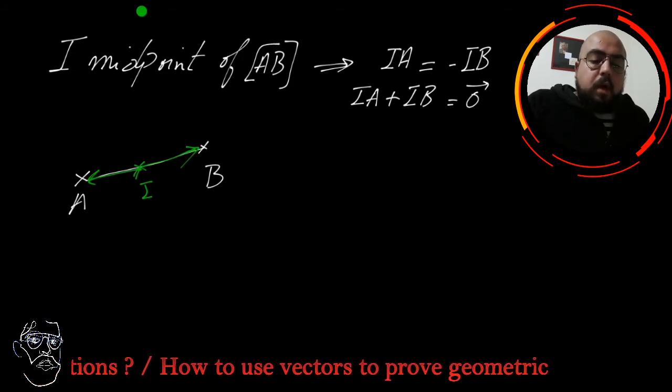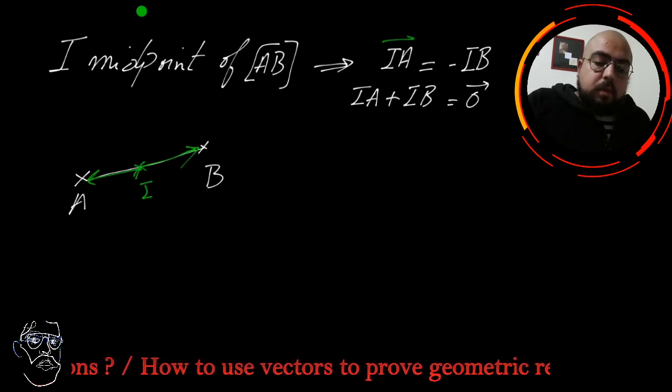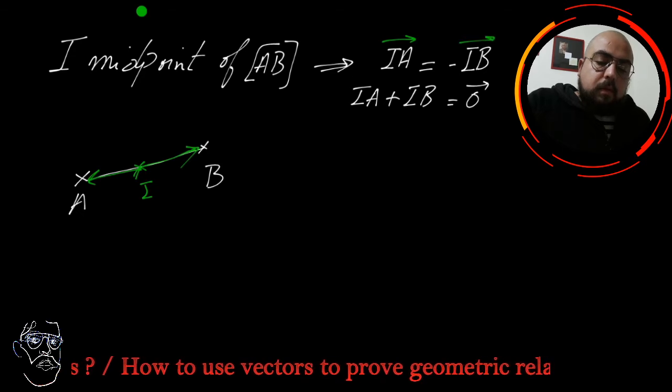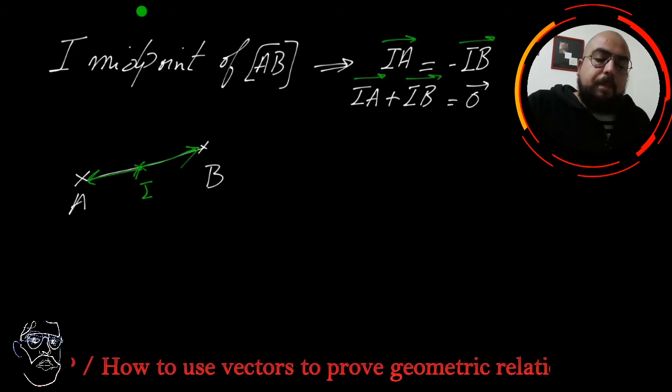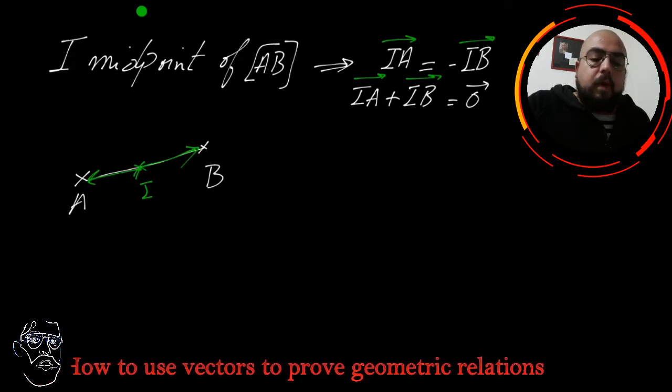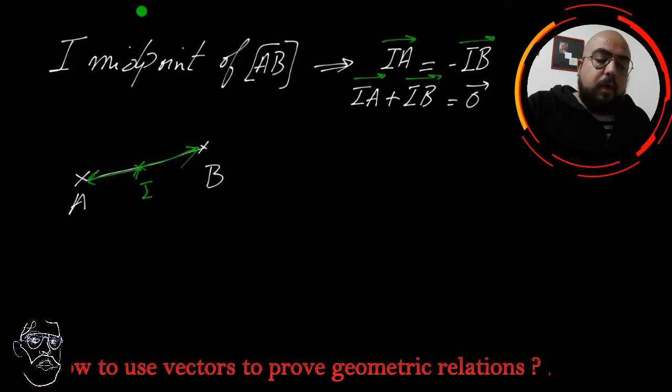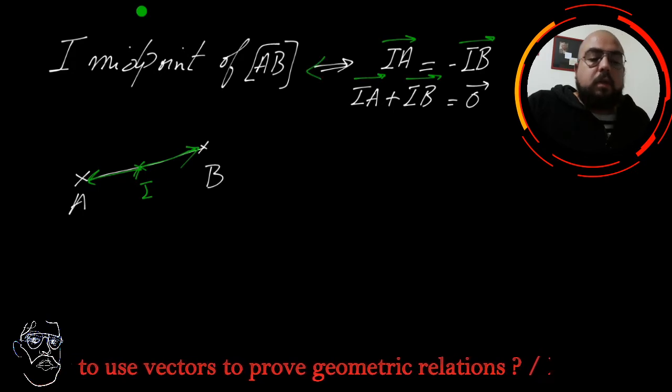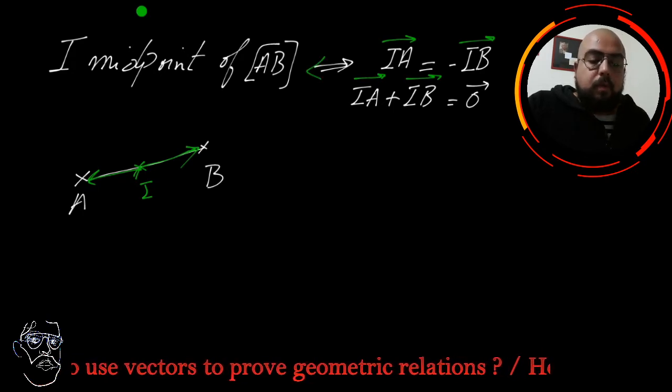So if you had IA plus, excuse me, it should be with vectors, yes. So in case I had IA is equal to minus IB, or IA vector plus IB vector is equal to 0 vector, again conversely I can say that I is the midpoint of AB.